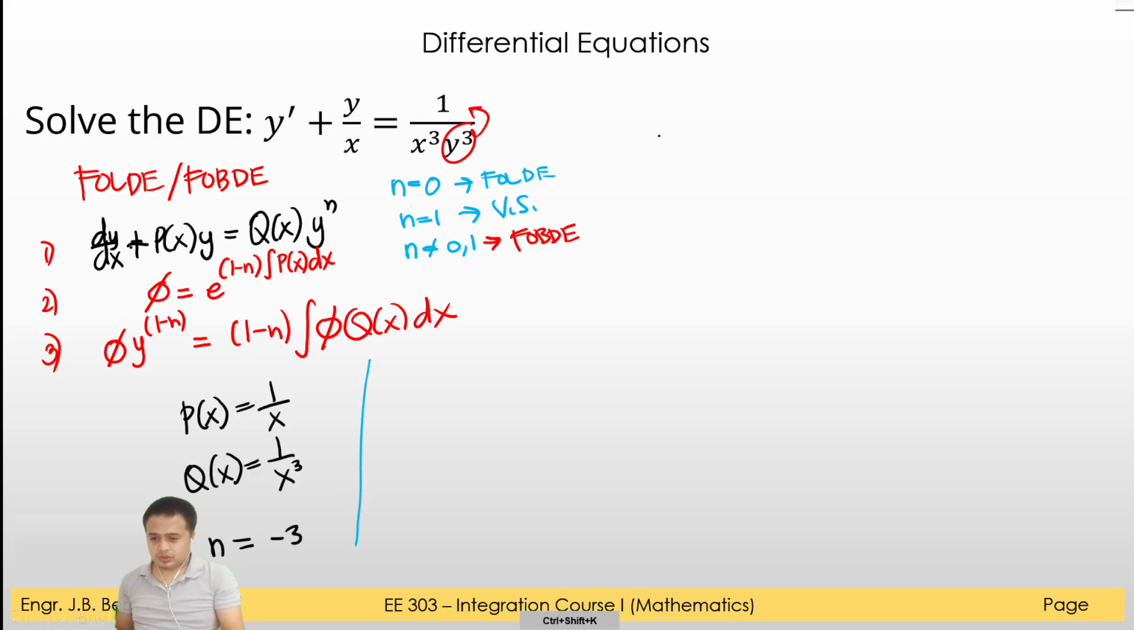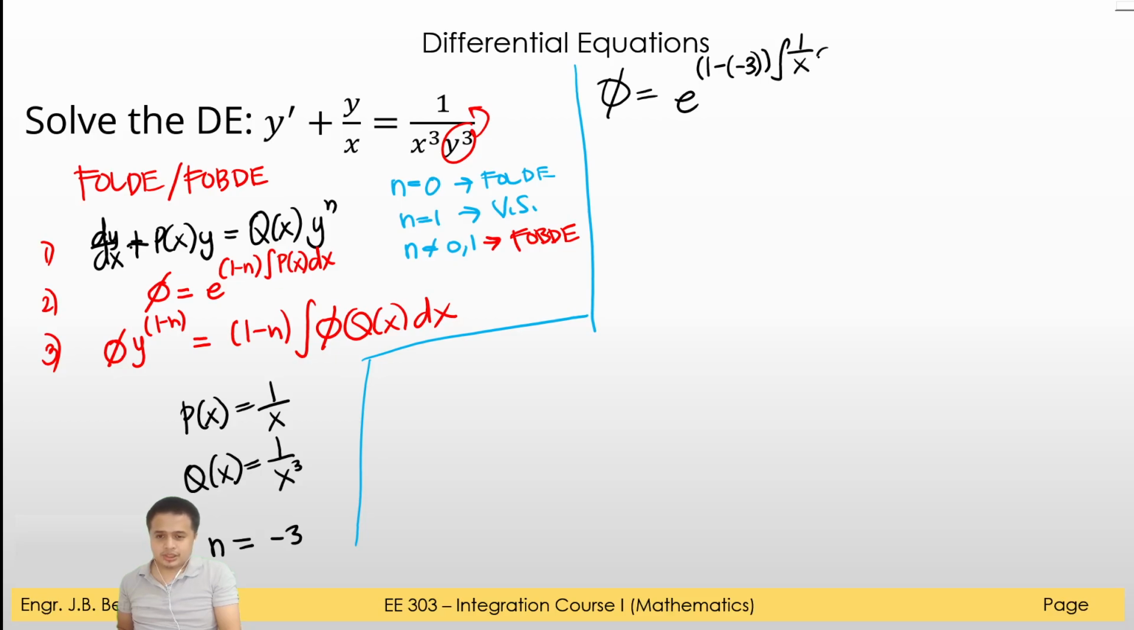So the second step here is to find the integrating factor. So the phi here is equal to e raised to (1 minus n), so you have 1 minus negative 3, and an integral of P of x dx. So you have 1 over x dx. So the phi here will be equal to e raised to 4 ln x.